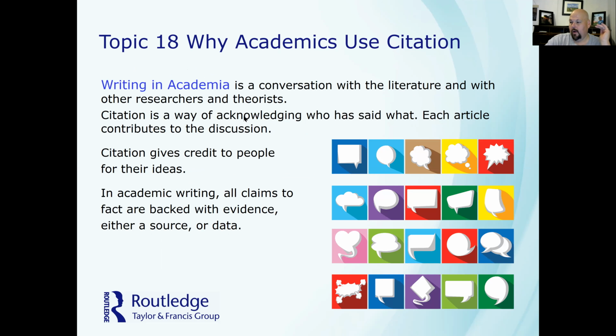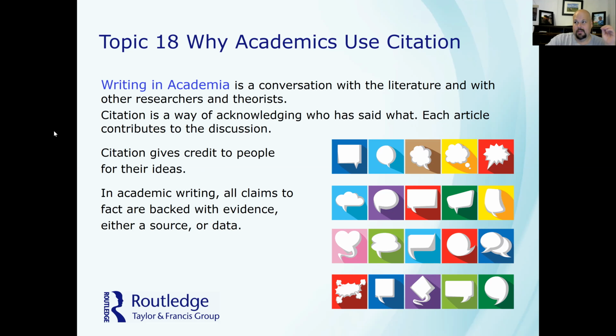So why do we use citations? When we are writing in academia, it's a conversation with the literature. So we are creating a one-sided conversation that gets added to everyone else's conversation. And you want other people to know where that conversation is coming from and where those researchers and those theorists are and what their basis is. That way, if they're interested in it, they can snowball it backwards and look at that literature.